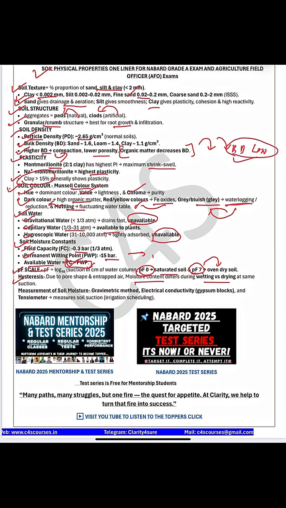Next, hysteresis. It defines that the moisture content differs during wetting versus drying even at the same suction. And lastly, different methods like gravimetric, electrical conductivity and tensiometer are used to measure the soil moisture.